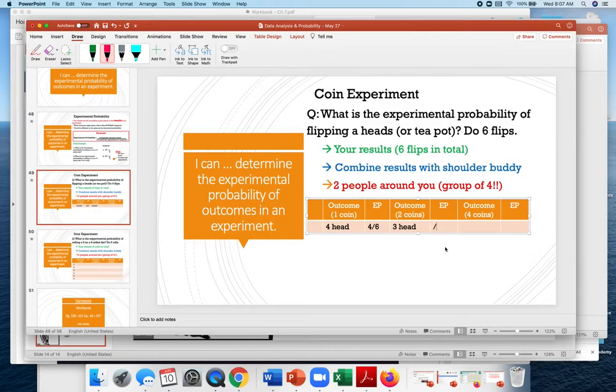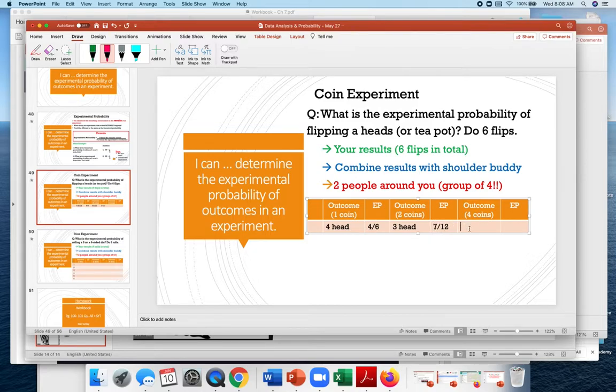Well, how many times did we conduct the experiment, both of us? Well, I did 6 and Allie did 6. So we would have 12 as the number of times the experiment was conducted. And then, how many times did we get the favorable outcome of heads? Well, 4 plus 3 for us was 7.